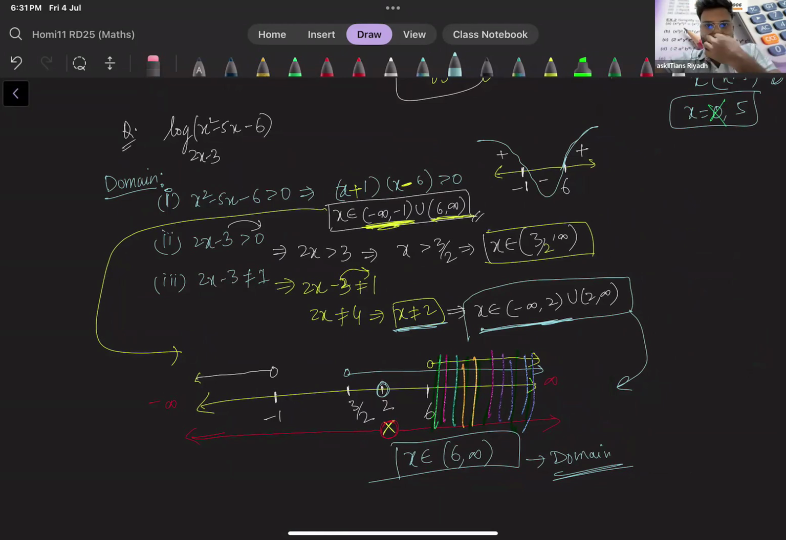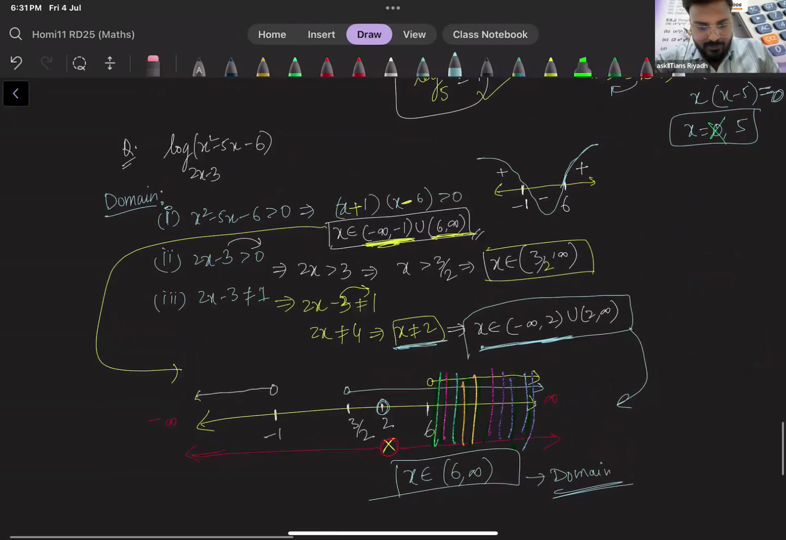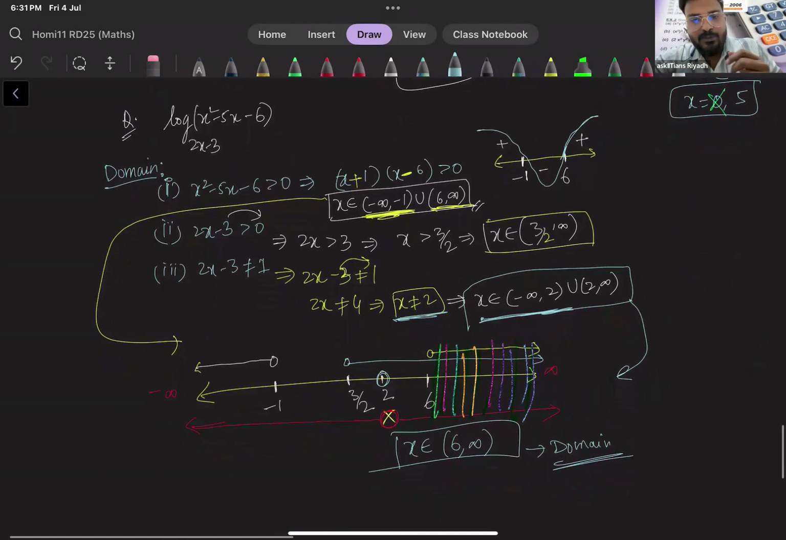Yes Vijayshree, so why is minus infinity to minus 1 not included? Your question is why we are not including this. See, minus infinity to minus 1 is there in the third set, and it's there in the first set also. But this interval is not there in the second set, like the blue line if you see. And we want the common in all the three sets.